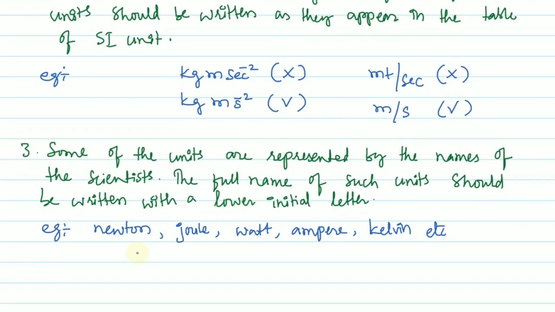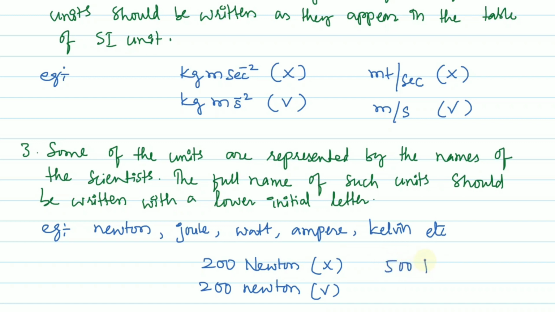It must not be written like, a force of 200 Newtons is exerted on a body. So you must not write 200 Newton with a capital, which is a wrong method of representing. It must be represented as 200 newton. This is the correct method. Let's take another example. 500 joules of work is done. This is the wrong method of writing because J is capital here. The correct method is 500 joule. This is the correct method of writing a unit.